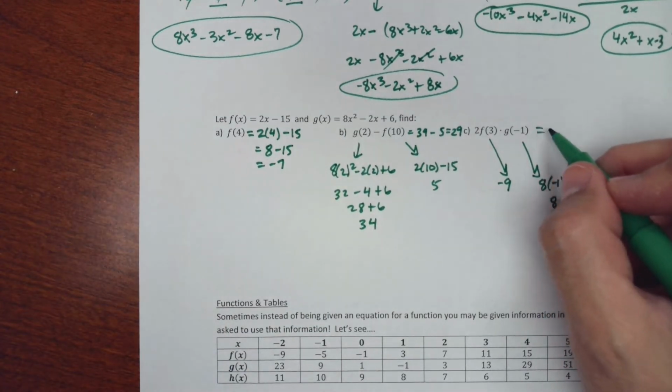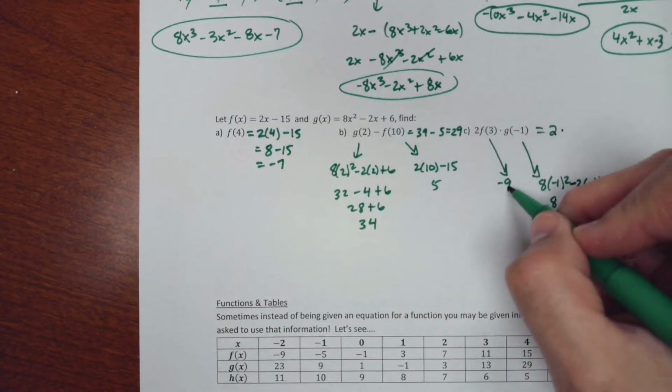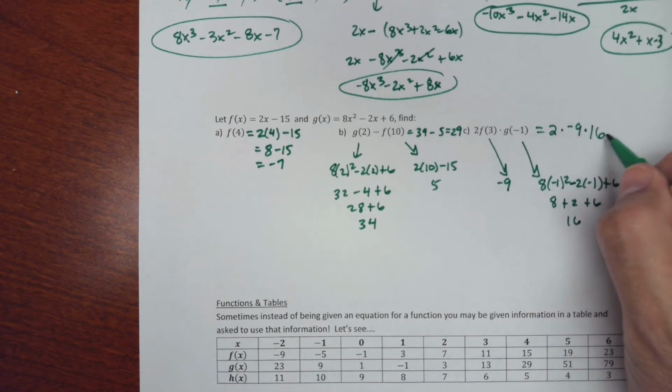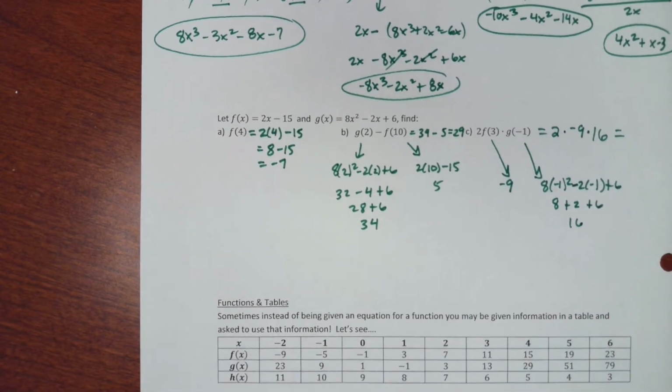All right, so let's fill this in. I got 2 times negative 9 times 16. So I'm going to need a calculator for that. Let's see. So negative 18 times 16.